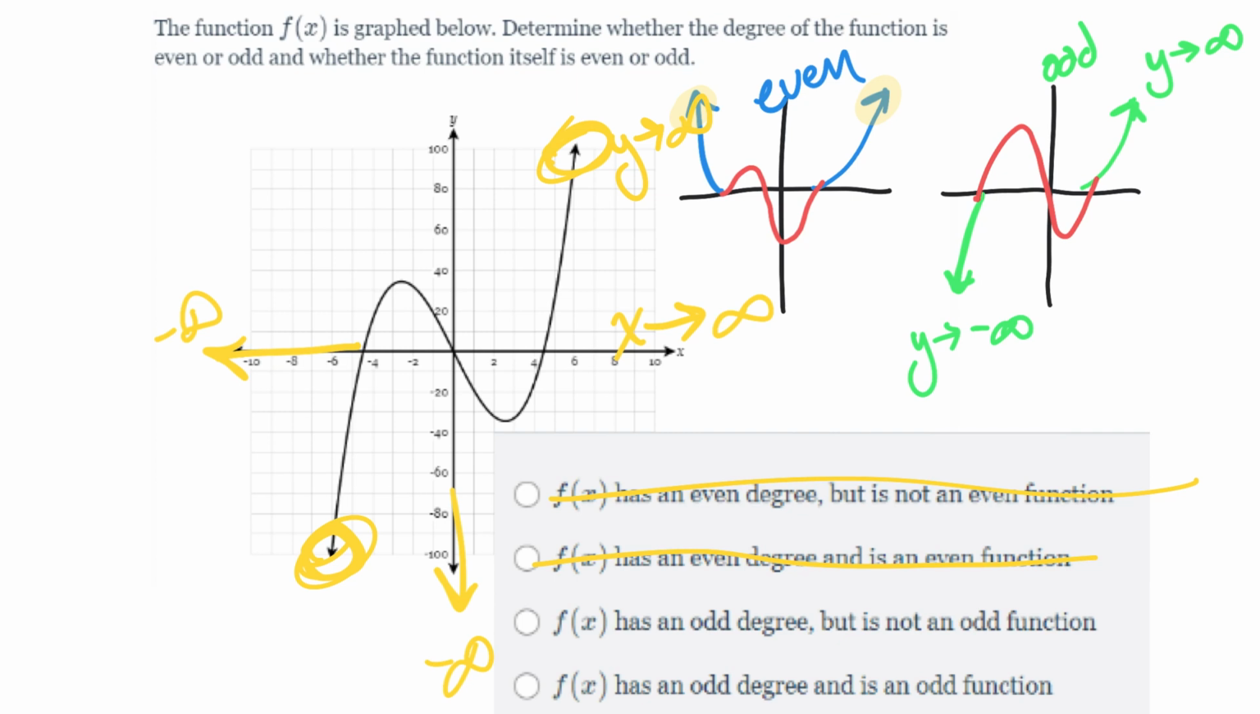So if we have an even function, what we're going to run into is ordered pairs that match. For instance, x equals -2, y equals +30. If this was an even function, when we went over to +2, the y value would be exactly the same, 30, but you can see that it is not. So this is not an even function.